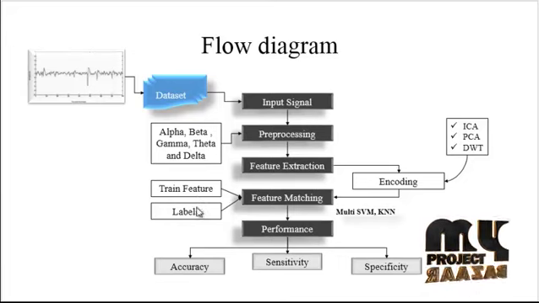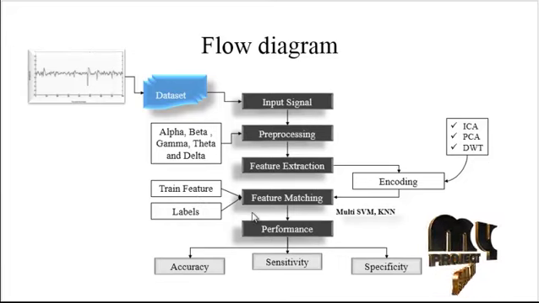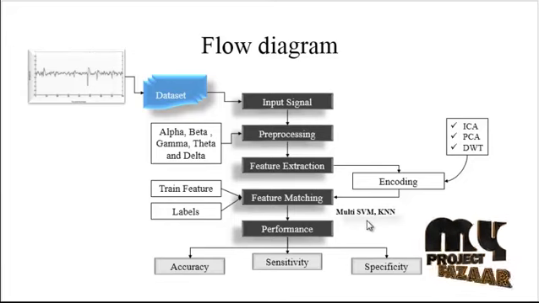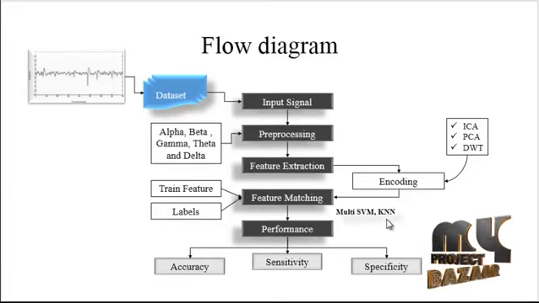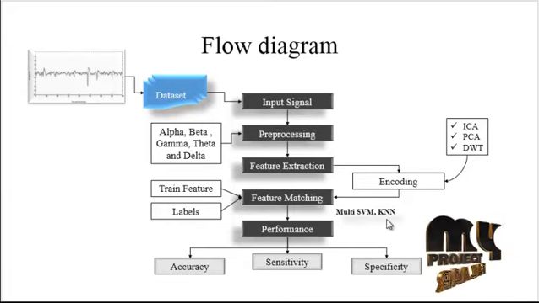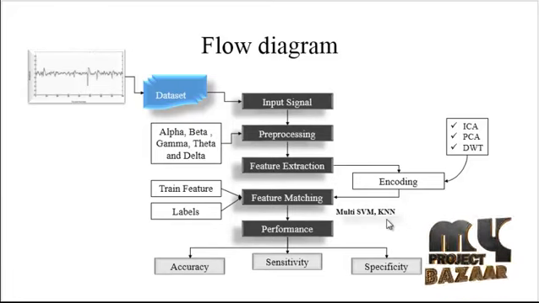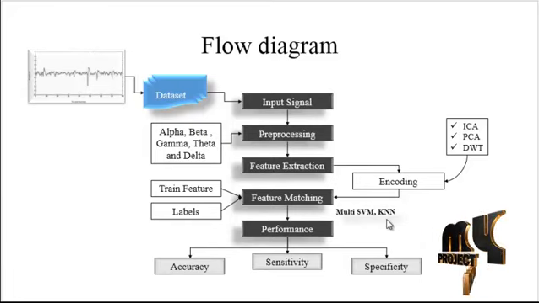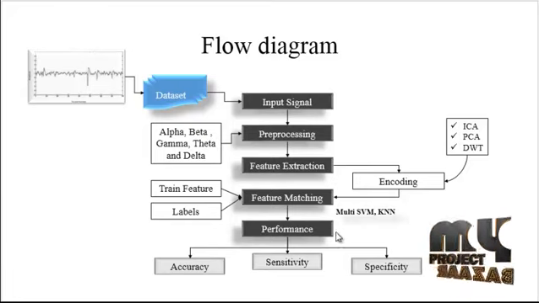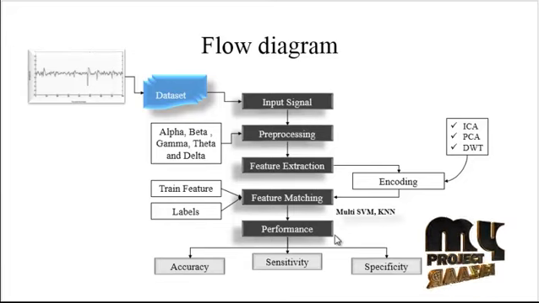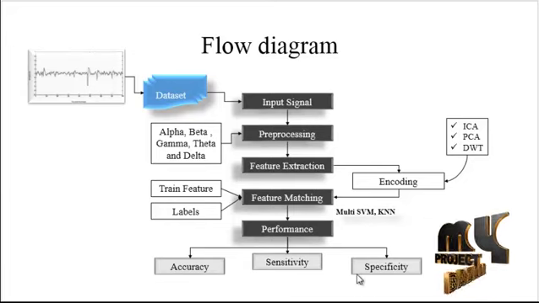By using these two inputs we apply feature matching using two algorithms named multi-SVM and KNN. Multi-SVM means support vector machine and KNN means K nearest neighbor. After performing these two classifications, the output will be generated as affected or non-affected, whether it is normal or abnormal. After generating the results we do the performance estimation. In this performance estimation we compute accuracy, sensitivity and specificity. By using these three parameters we can justify whether our process is efficient or not.